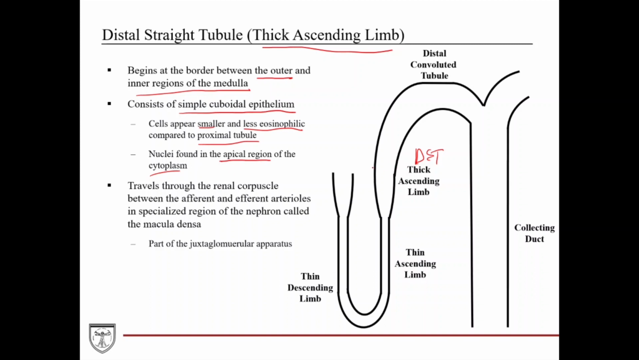There's also a portion of this that travels through the renal corpuscle between the afferent and the efferent arterioles. So if you have the arterioles on either side, this is a specialized region of the nephron called the macula densa, and this is responsible for regulating sodium balance, and it's part of the juxtaglomerular apparatus, which we'll talk about at the end of the lecture, because you kind of need the whole picture of the nephron to fully understand its function and how it works. So we'll get to that later in the lecture, so hang on.